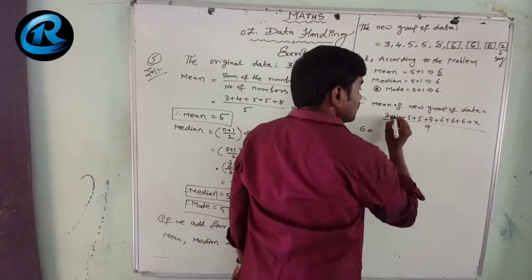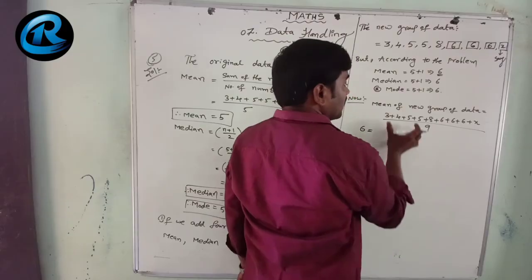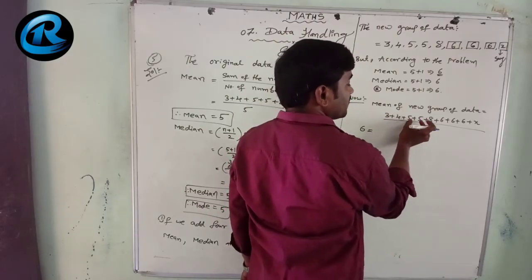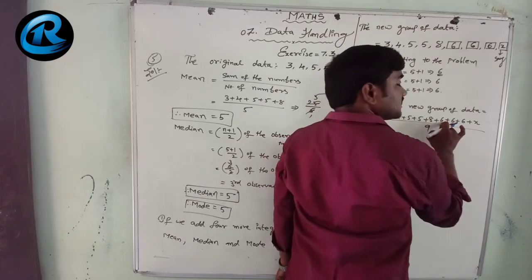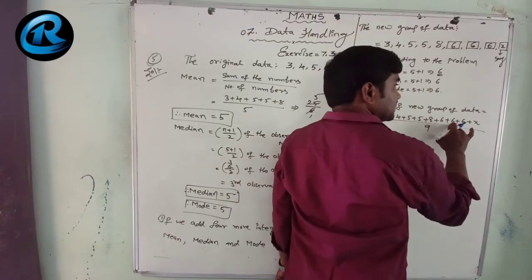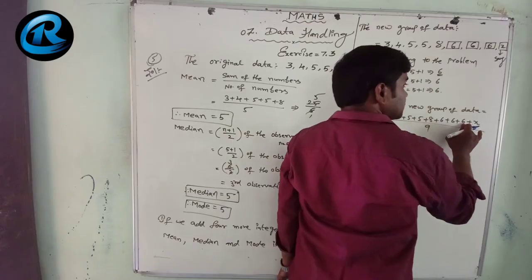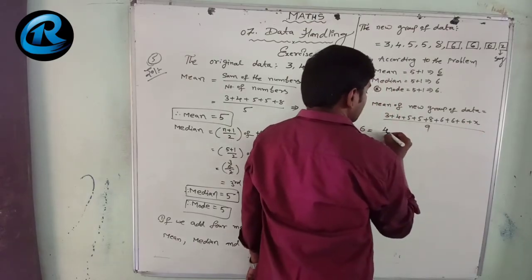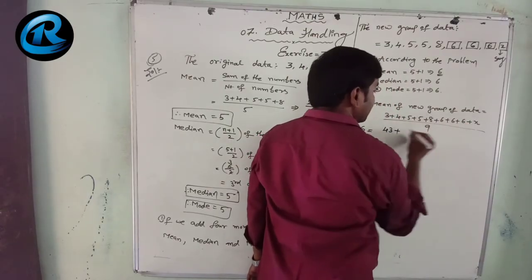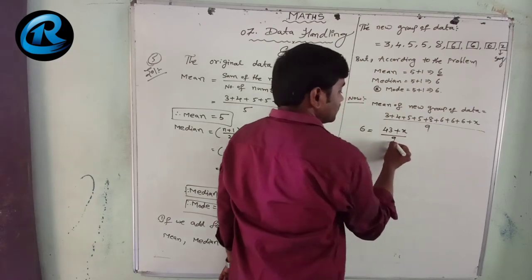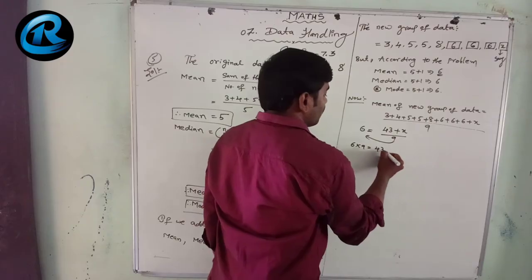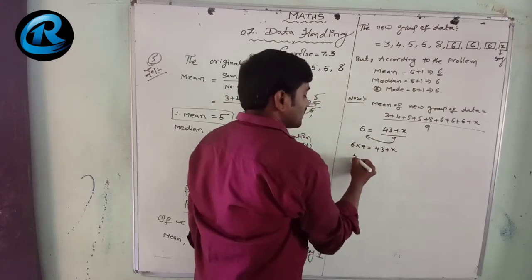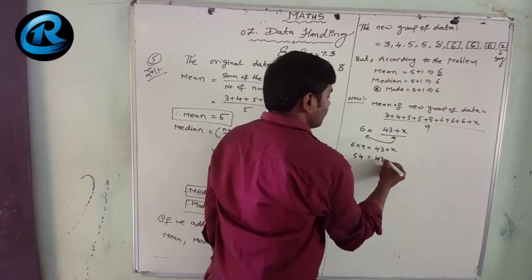That equals, let us add all this. Already we added: 3 plus 4 is 7, 7 plus 10 is 17, plus 8 is 25, 25 plus 6 is 31, 31 plus 6 is 37, 37 plus 6 is 43, and 43 plus x, divided by 9. This 9 will transfer to this side. So 6 into 9 equals 43 plus x. 6 nines are 54, that equals 43 plus x.